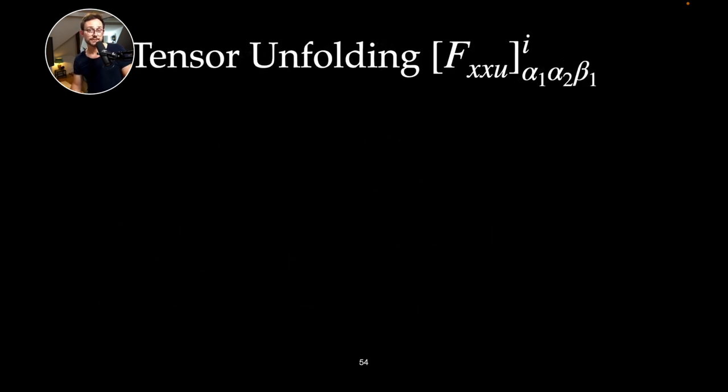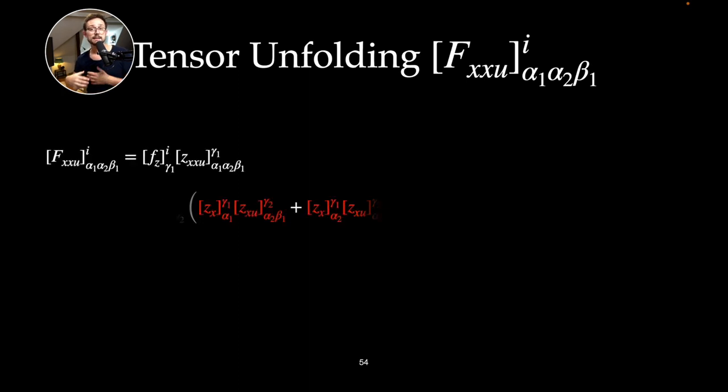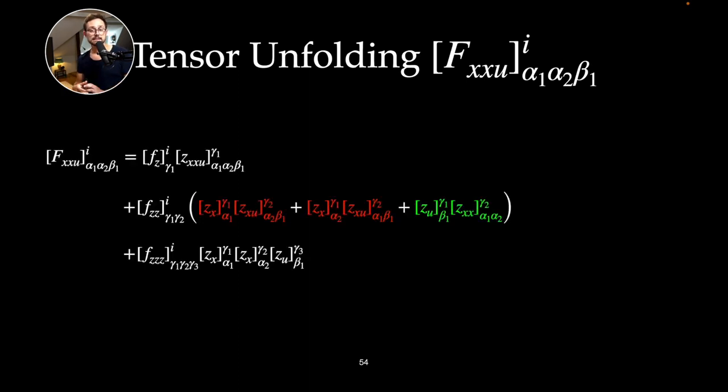Now what about third order partial derivatives? So some alpha 1x, some alpha 2x, and some beta 1u. And actually I want to look at all possible combinations of alpha 1, alpha 2, and beta 1, and store them in this ordering, starting with alpha 1 being 1, alpha 2 being 1, beta 1 being 1, and then alpha 1 being 1, alpha 2 being 1, beta 1 being 2, etc. Okay, how do I unfold this?